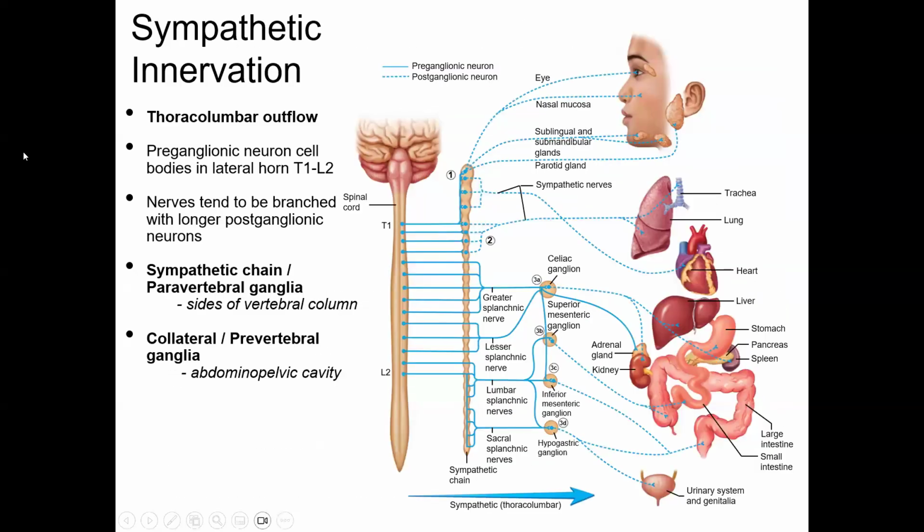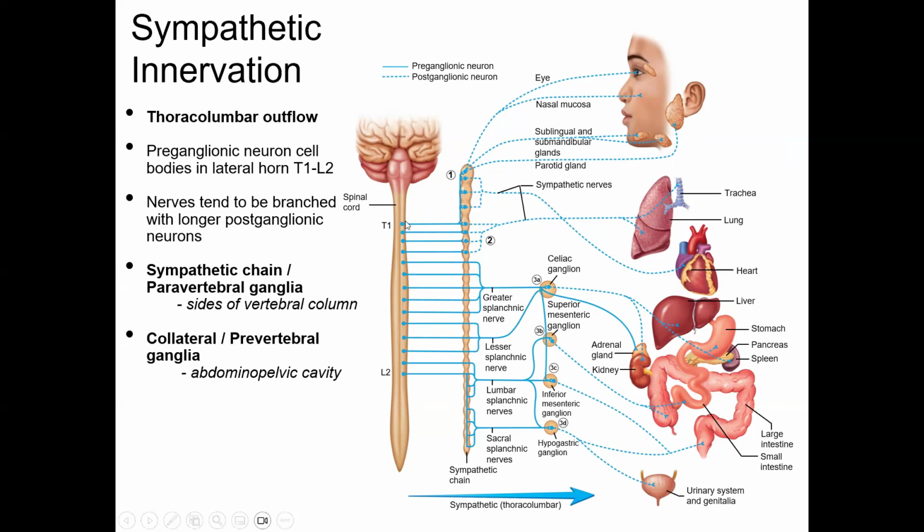All right, so our sympathetic division, we call that the thoracolumbar outflow, most of it located within the thoracic portion of our spinal cord. And if you remember from our spinal cord cross section, the lateral horn is where the motor output from our autonomic system is going to come from. So these are going to be in the lateral horn of the spinal cord in T1 through L2. And remember, that's going to be our preganglionic neuron.